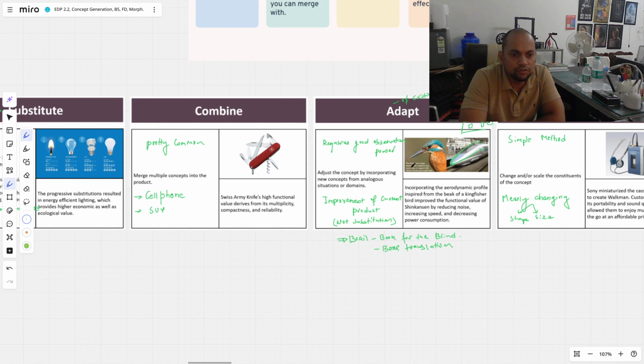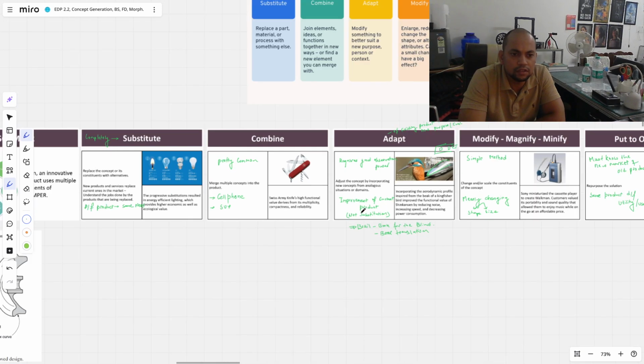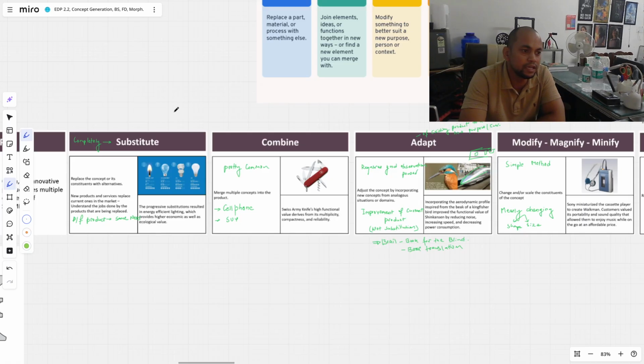Okay, remember that we can use different ideas like this, that is the substitute idea, combine idea, and adapt idea. These are nothing but different ways of generating concepts or generating new ideas. I cannot say generate ideas from ideas, this is a bit confusing. So I can say that we are generating concepts based on these ideas which are given to us.